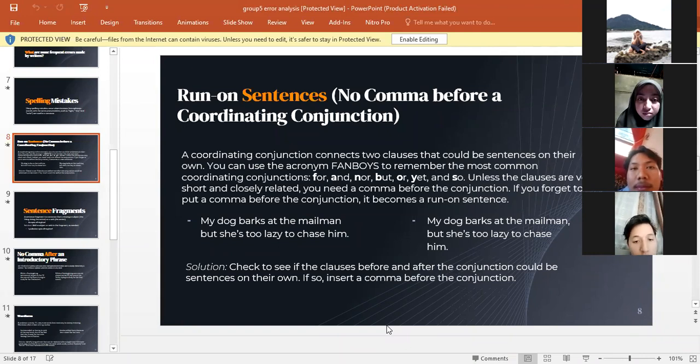For example, the left part is the wrong example: My dog barks at the mailman but she's too lazy to chase him. And the right one is the right answer: My dog barks at the mailman, but she's too lazy to chase him. So the solution is you have to check if the clauses before and after the conjunction could be sentences on their own. If so, insert a comma before the conjunction. Next step.